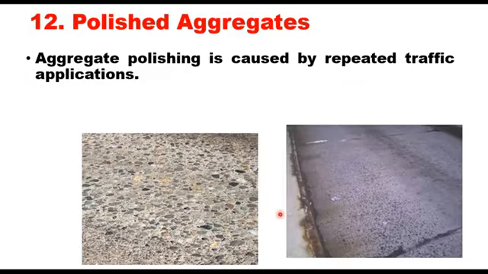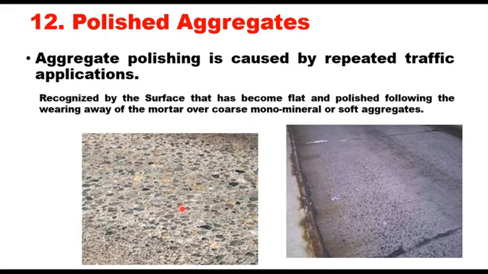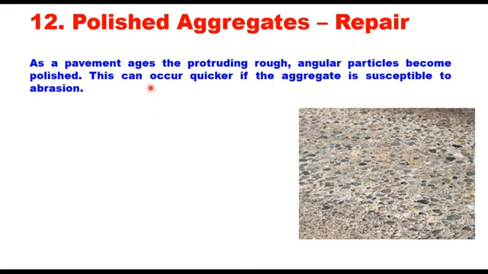Then polished aggregates. Aggregate polishing is caused by repeated traffic applications. Their surface becomes very smooth. It is recognized by the surface that has become flat and polished following the wearing away of the mortar over coarse monomineral or soft aggregates. As a pavement ages, the protruding rough angular particles become polished, and this can occur quickly if the aggregate is susceptible to abrasion. Diamond grinding is the only option for repair of polished aggregates.